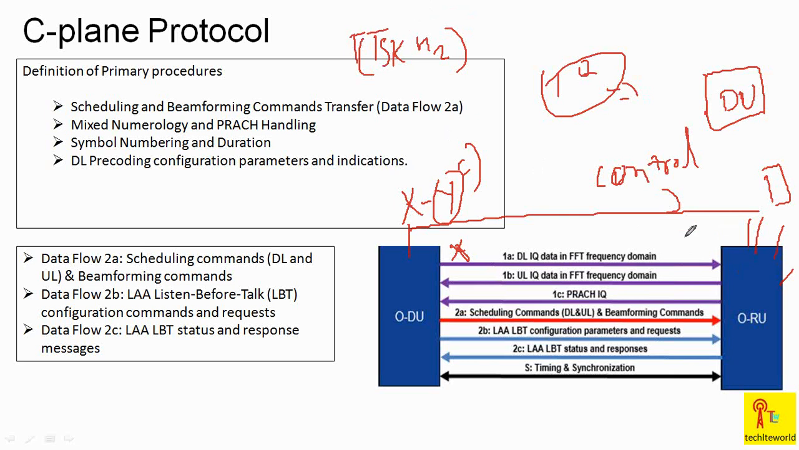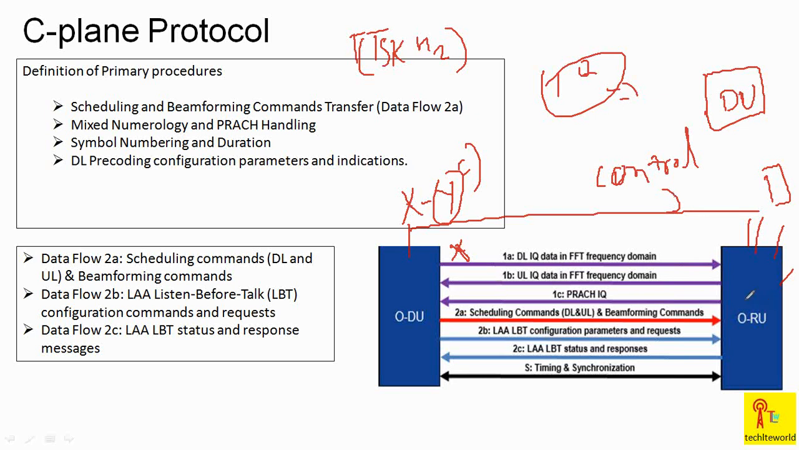But in case of 5G, we cannot fix the subcarrier spacing. The subcarrier spacing might vary from slot to slot. This subframe might be configured for subcarrier 15 kilohertz, and the next subframe might be configured for subcarrier 60 kilohertz. It means we are dynamically changing the subcarrier spacing.